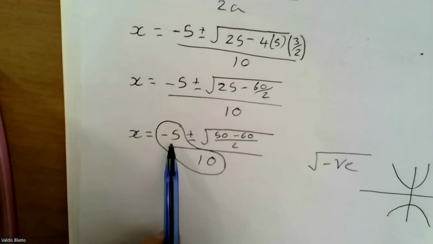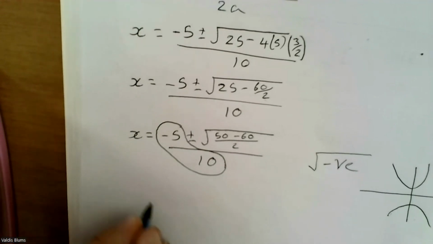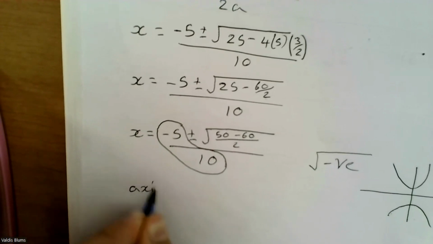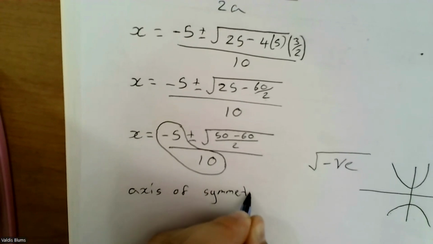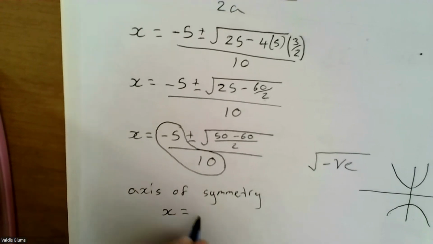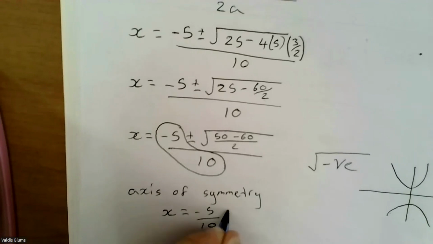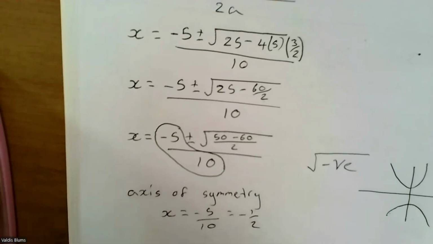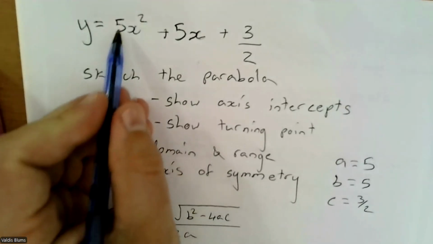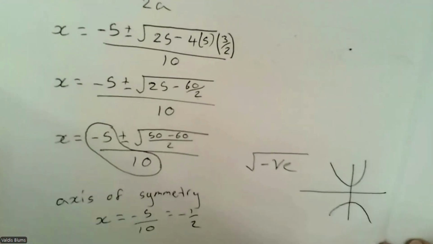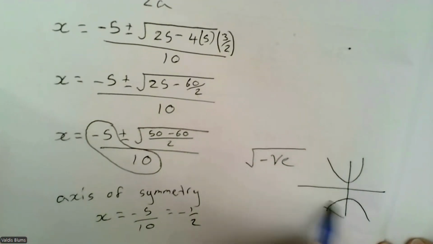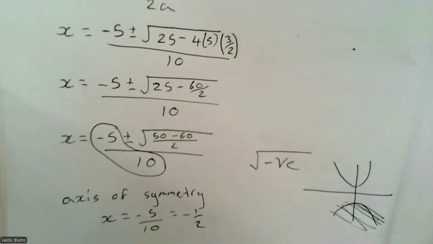Now, we know that that negative b on 2a value is the axis of symmetry. So axis of symmetry, x is equal to negative 5 on 10, which is equal to negative a half. Seeing as our a value is positive, we're going to have a graph that looks like this. So it's not going to be the one that's on the bottom there.